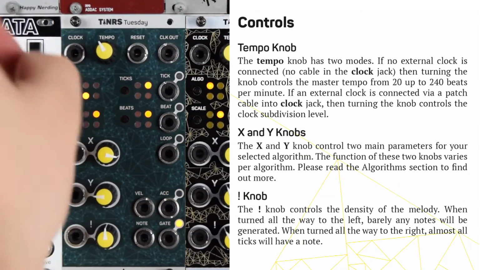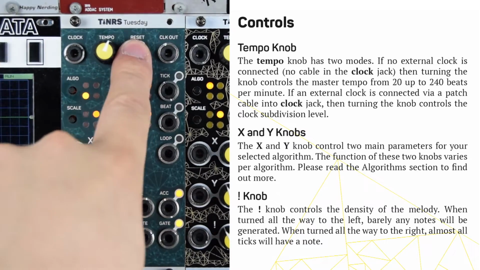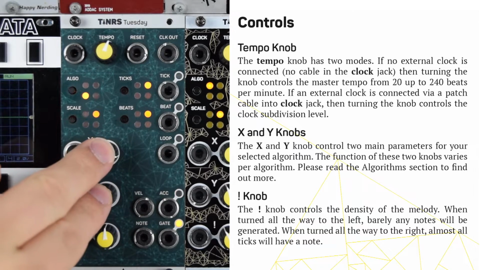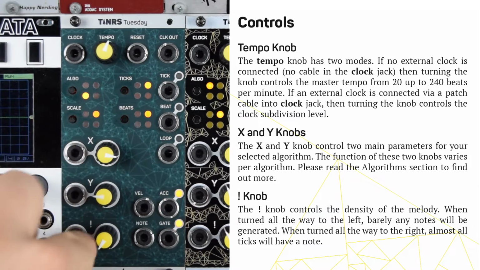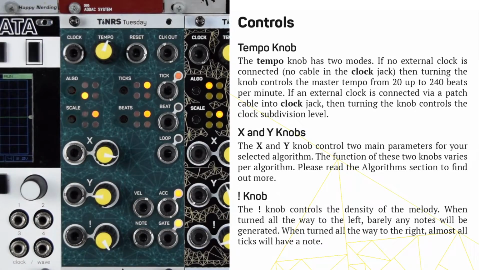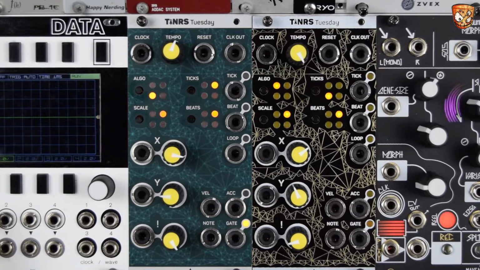We can clock this, at which point the tempo control becomes a divisor for incoming clock. We have a reset input, a clock out. It clocks like a trooper. We have the X and Y parameter controls, and then the exclamation mark density control, which is fantastic. By CV or knob control, you can pull this from a very simple sequence in terms of not many notes, not many pitch changes, right through to something on every single pulse or tick, as they call it. We get a velocity output, which is stepped and variable per note, an accent output, a gate output, and the pitch output. And there's slides and all sorts in this thing.